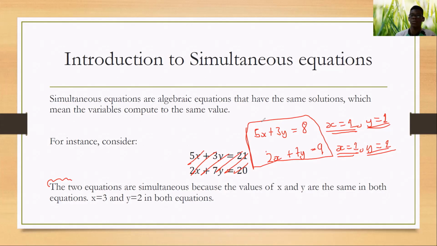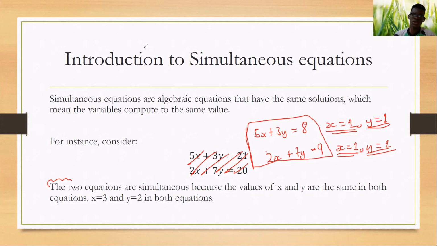That's the reason why the elimination method and the substitution method work, right? Because the value of x and the value of y for both equations are the same. In other words, the solutions for the two equations are the same. And that's what simultaneous equations are.